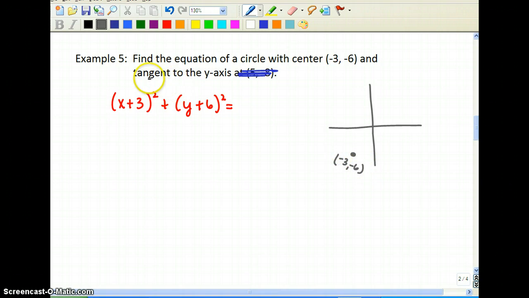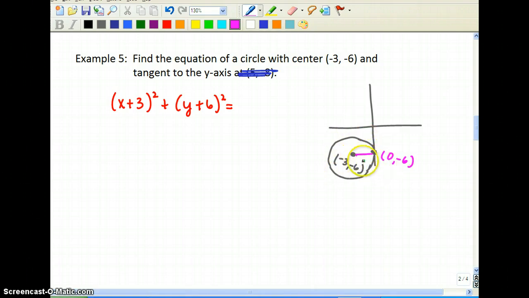What does the word tangent mean? That means that it hits it one time, and it's talking about the y-axis. So this circle comes over here and hits the y-axis. I don't know if this is exactly the circle, but I know it only hits this y-axis one time, right there. Wouldn't you agree that then this is a radius? Now, what is this point? If this is (-3, -6), isn't this point (0, -6)? If it's tangent to that, it's going to be straight across.